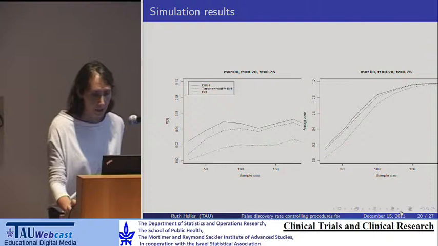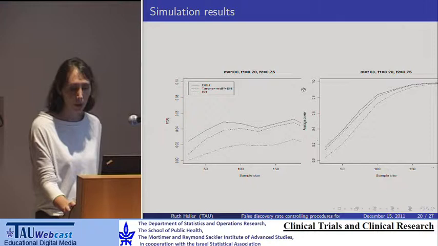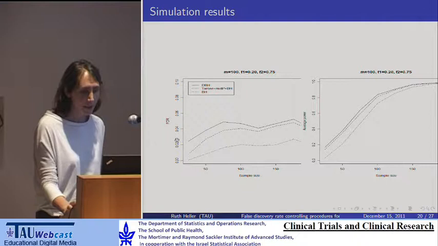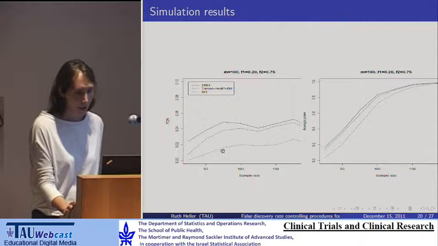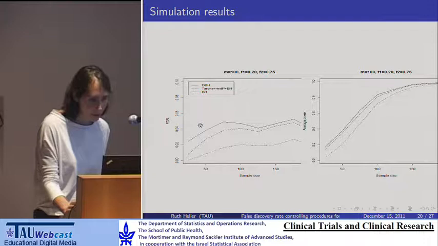And what we see here is a graph of sample size versus FDR, and sample size versus average power. The dotted line is the FDR level of the BH procedure on p-values. And you see how conservative it is. It's supposed to be M0 over M times 5%. So it's supposed to be around here, and it's much, much lower. It's below 0.02.